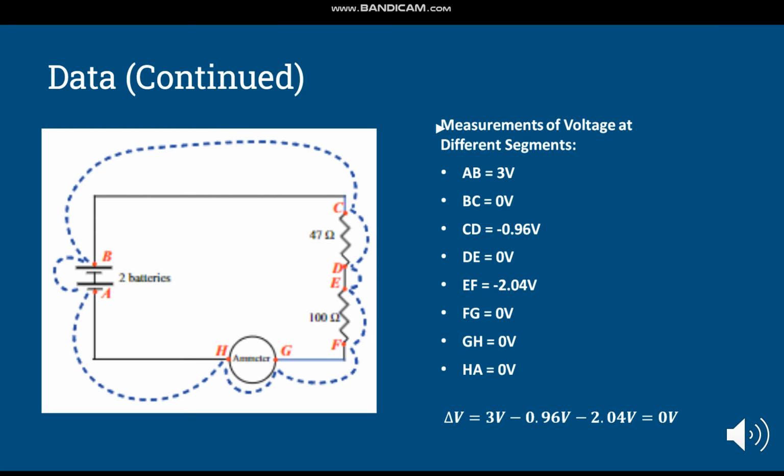So here we have measurements of voltage at different segments. So at AB, there's 3 volts due to the battery, and then there's 0 volts where there are wires, and the ammeter was 0 as well. And then it becomes non-zero when it passes through resistors. And as you can see, with CD is negative 0.96, EF, these are all non-zero, but we see that delta V round trip is 0.